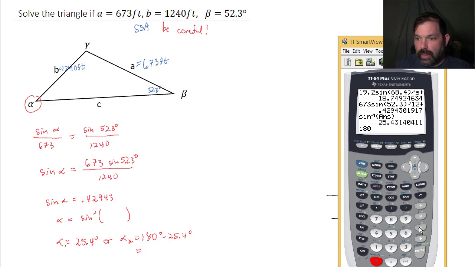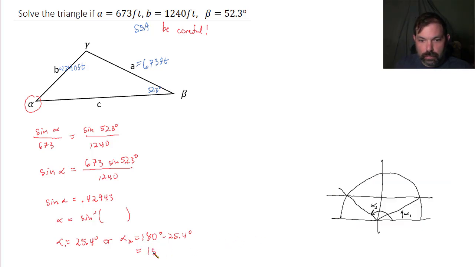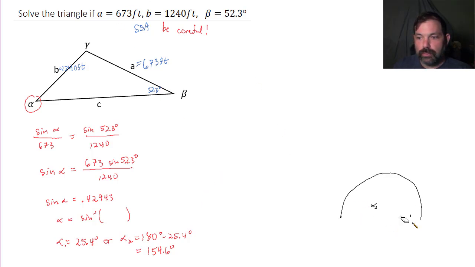180 subtract the answer is 154.6. Now, here's the thing. In this situation, so now we have two possible values for alpha. We have to check, could both be possible? All right, so now, are both possible?